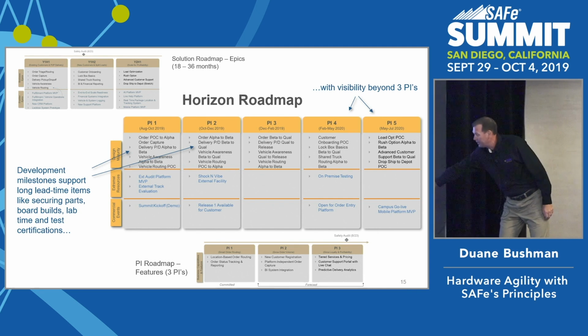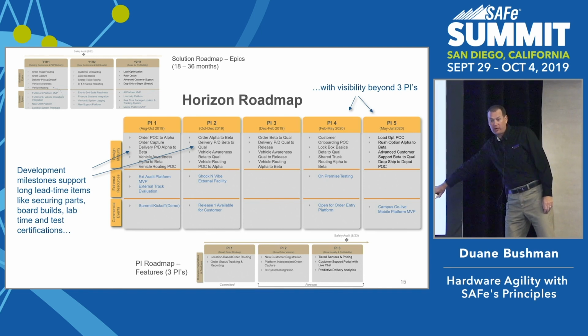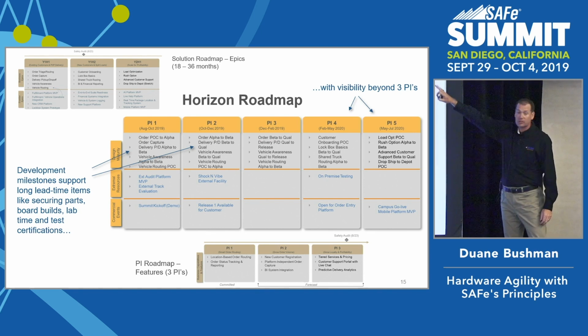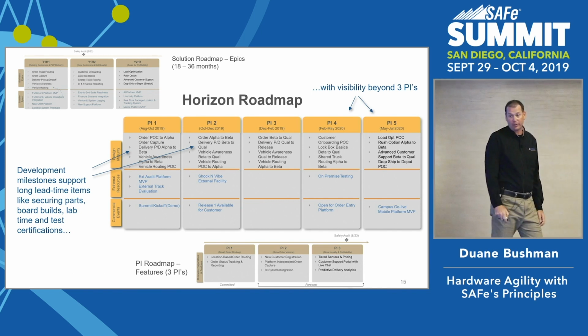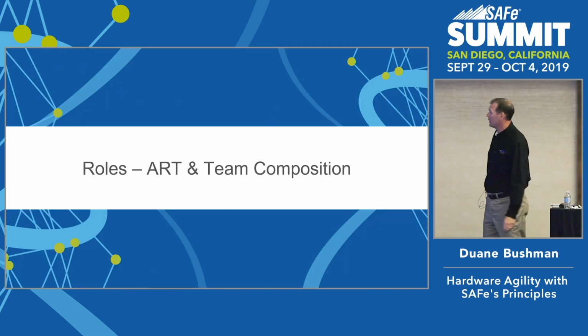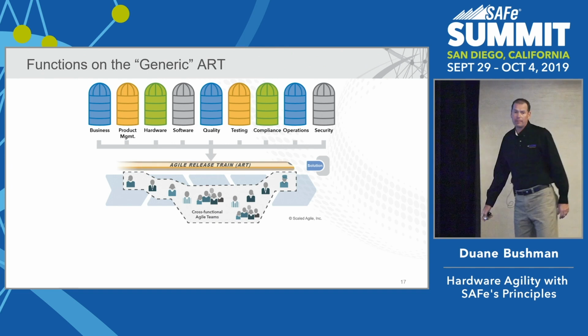And it lives between a PI roadmap that's feature-centric versus the solution roadmap that has the epics that are out there. Okay? All right, let's talk a little bit about the roles and the ART composition.